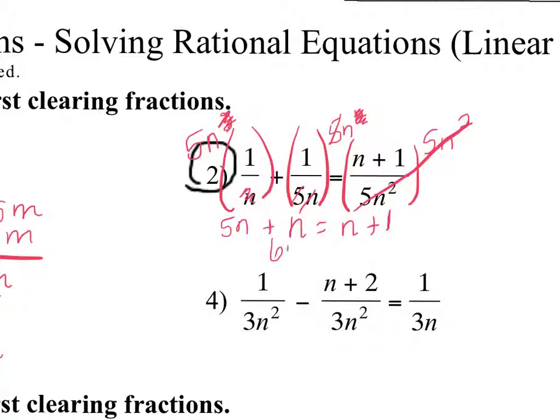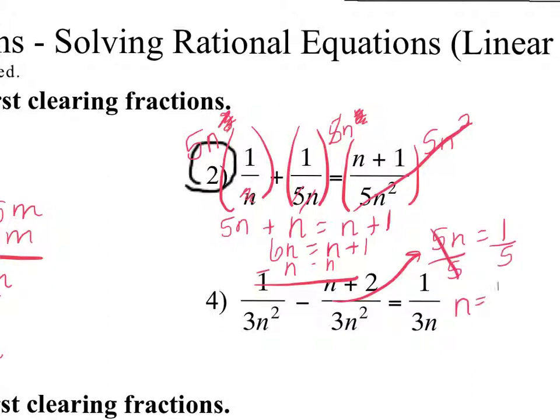5n plus n gives me 6n equals n plus 1. I'm going to subtract an n from each side, which leaves me with 5n equaling 1. Divide by 5 on each side, and n equals 1/5.